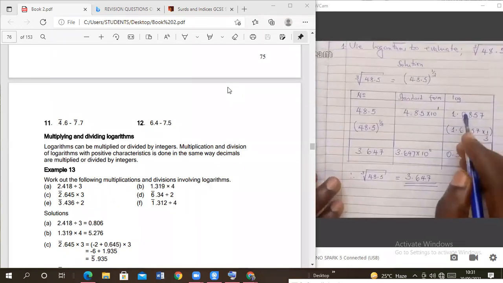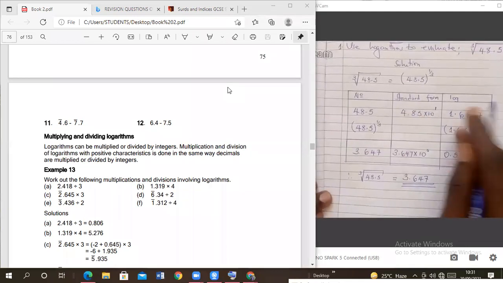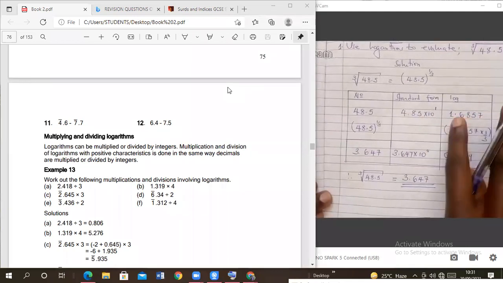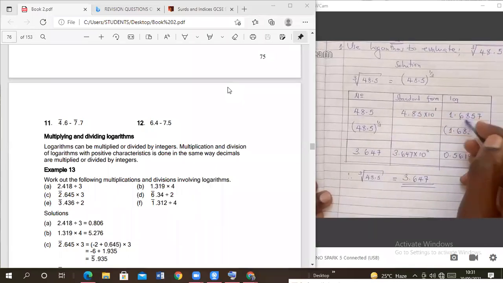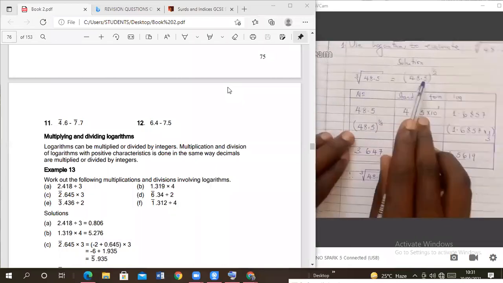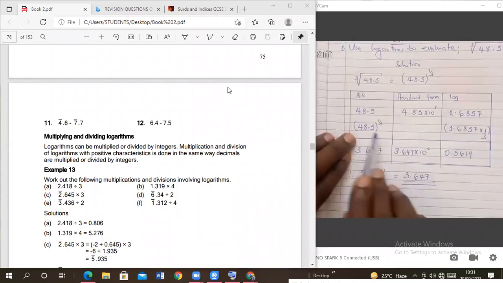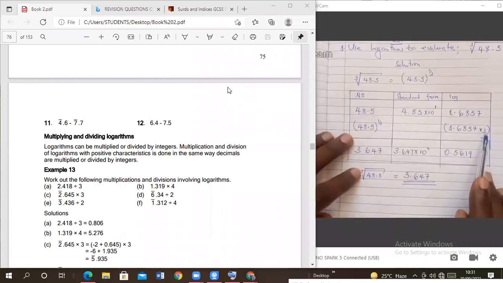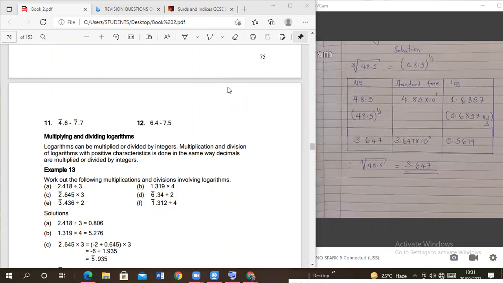Members, when you are writing this, you must be very careful. You write the characteristic, then after the point you write the logarithm of this number, the numbers after the decimal point. You leave out the 0 because the 0 is represented by the characteristic. So you write just 1.6857. Then you bring the power, the power a third. This means the number will be multiplied by a third. When you multiply, you have to pay attention here. That's why many of you go wrong.